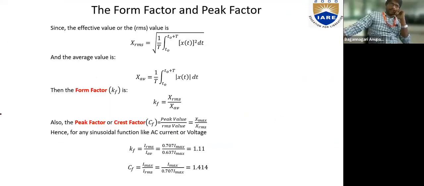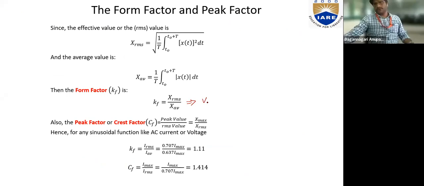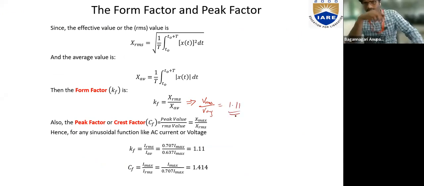Now let us go for two definitions. One is form factor and one is peak factor. So what's the definition for a form factor? VRMS by V average. Yes, the ratio of RMS value to average value is known as form factor. For a pure sinusoidal waveform, the value will remain as 1.11. How do you get to this conclusion, 1.11?